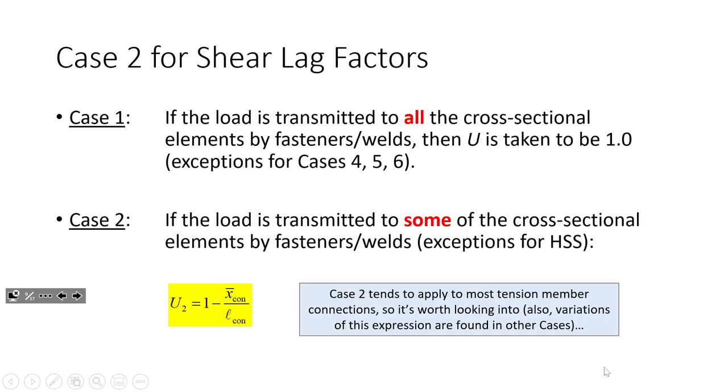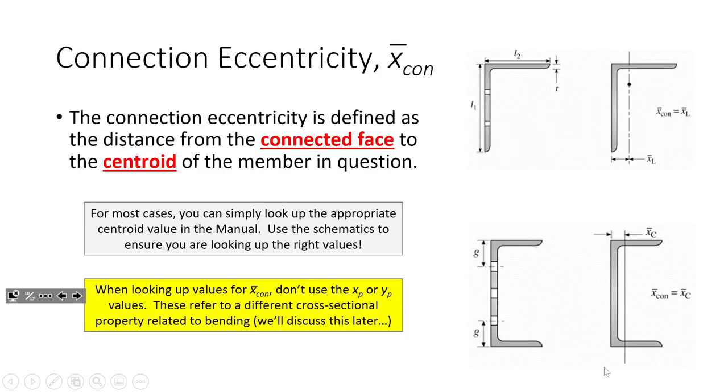All right, let's talk about what these terms are. Let's talk about X bar first. X bar is what's called the connection eccentricity, and the way it is defined is it is the distance from the connected face to the centroid. Okay?